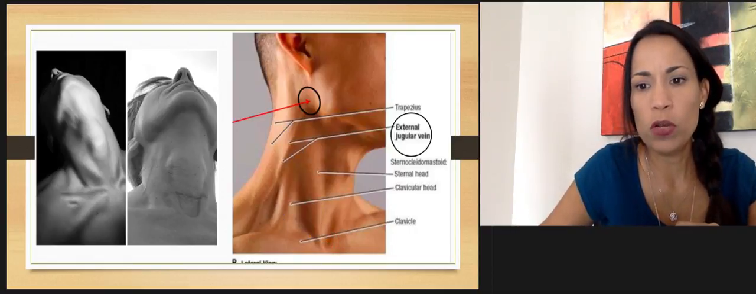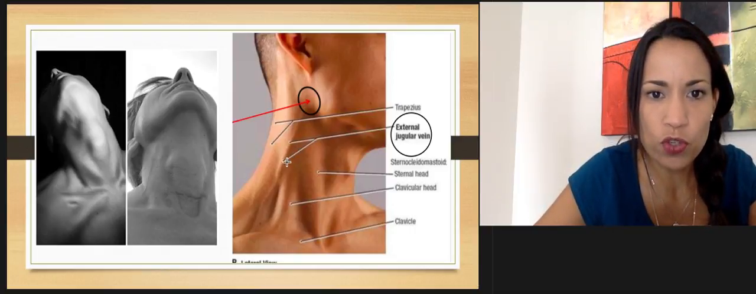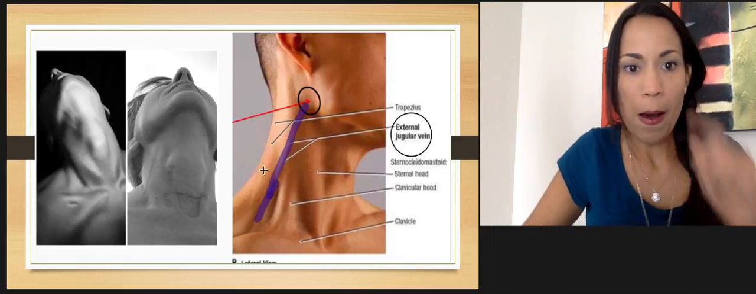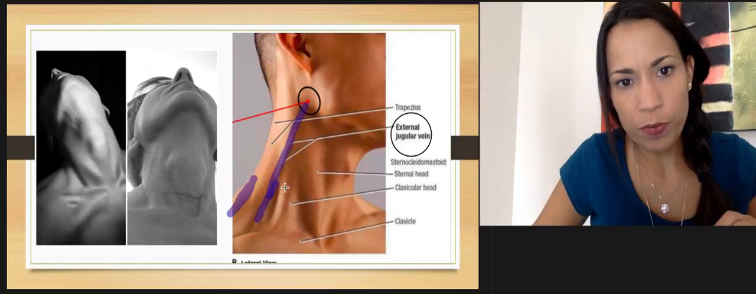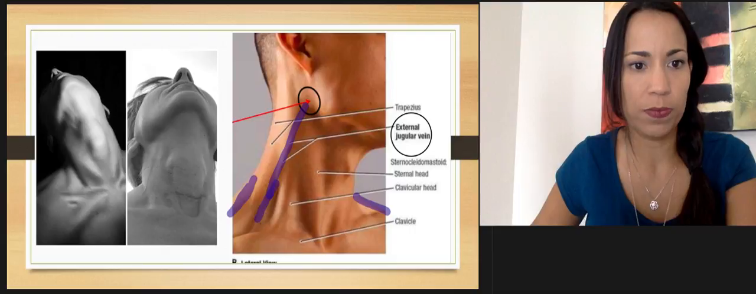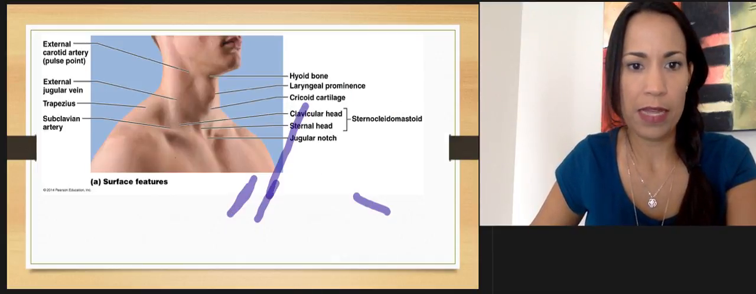Okay, now look how it's crossing the external jugular vein, crossing the sternocleidomastoid muscle. The muscle that we have here posteriorly, that's the trapezius muscle. Okay, let's go to another slide.